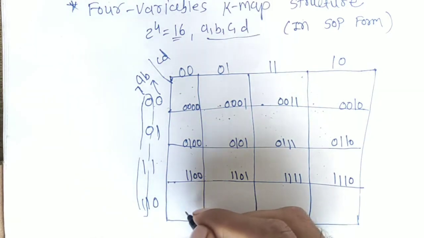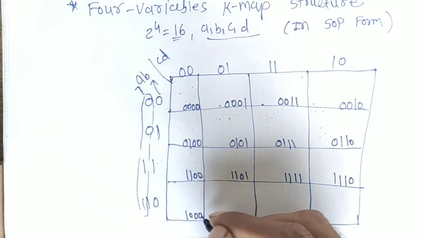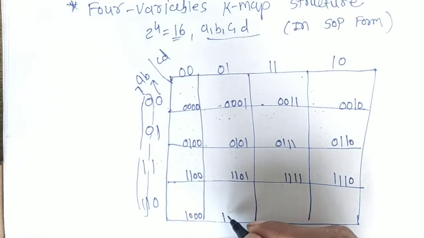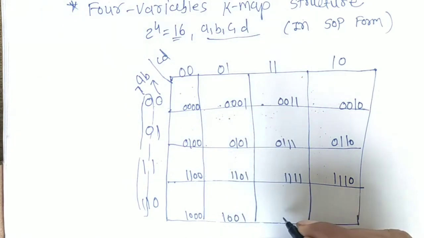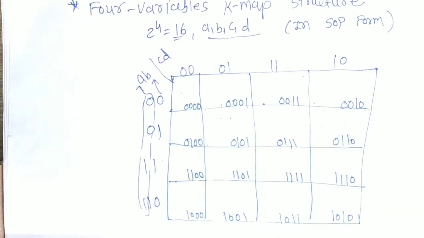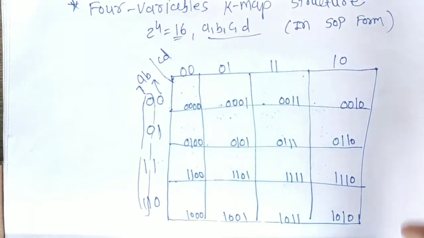Right? Here is 1, 0. So 1, 0, 0, 0. Here is 1, 0, 0, 1. Here is 1, 0, 1, 1. Here is 1, 0, 1, 0. This is the address of each and every cell of the 4 variable K-map. Right? So now we can represent it in terms of SOP. So it can be represented as a small m.